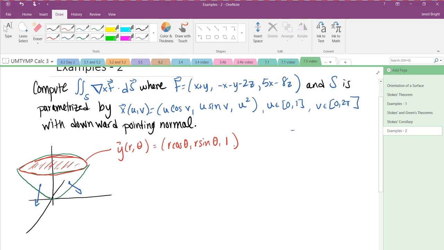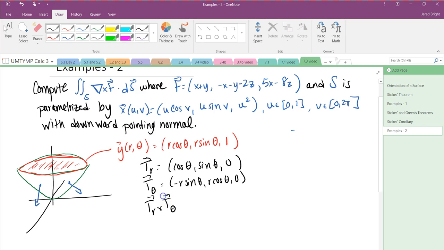And then I can do a vector surface integral with this, and by Stokes' theorem and that corollary, they're going to be the same. So let's just buzz through computing the vector surface integral. We have to find T_r, which ends up being cosine theta, sine theta, 0, and then T_theta is going to be negative r sine theta, r cosine theta, and 0. Then when I cross T_r and T_theta, this is going to give 0, 0, r. But keep in mind that this is pointing upward, and we want downward, so that means downward is 0, 0, minus r.